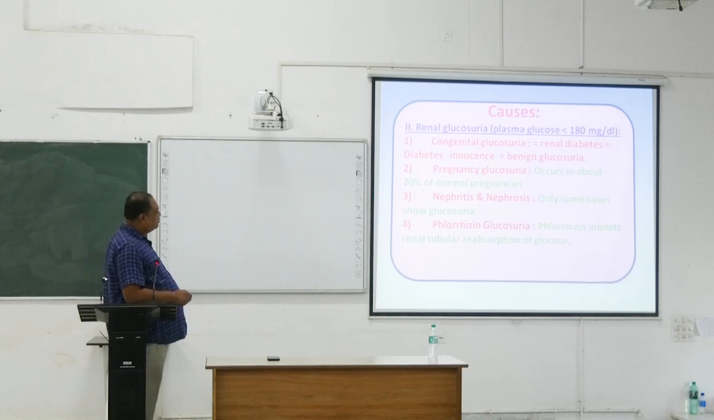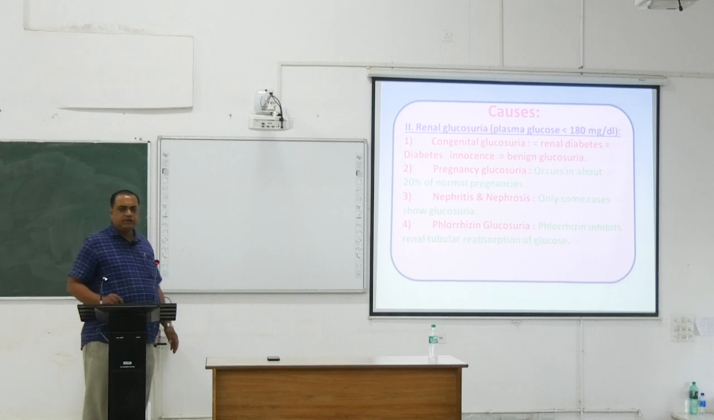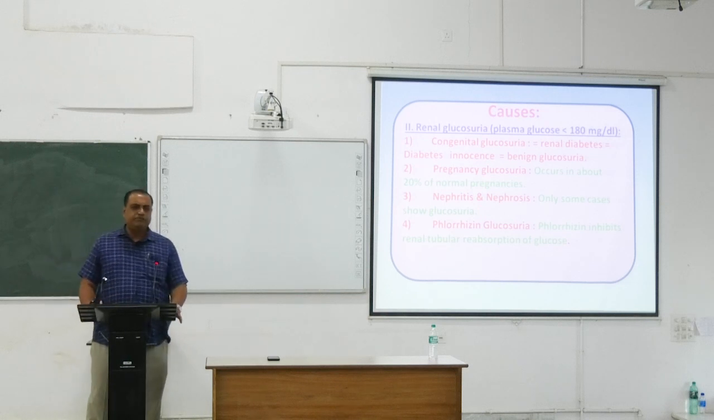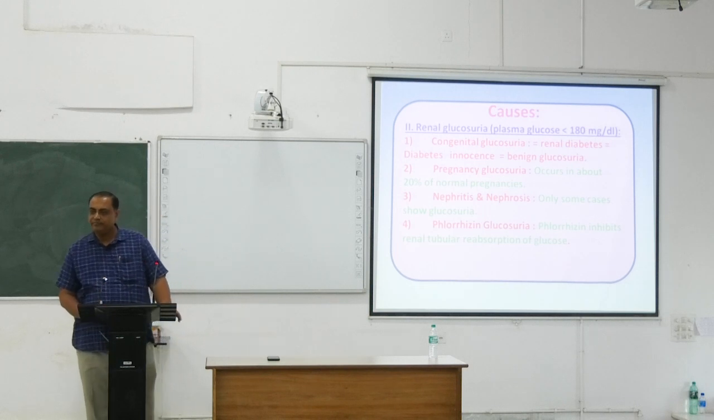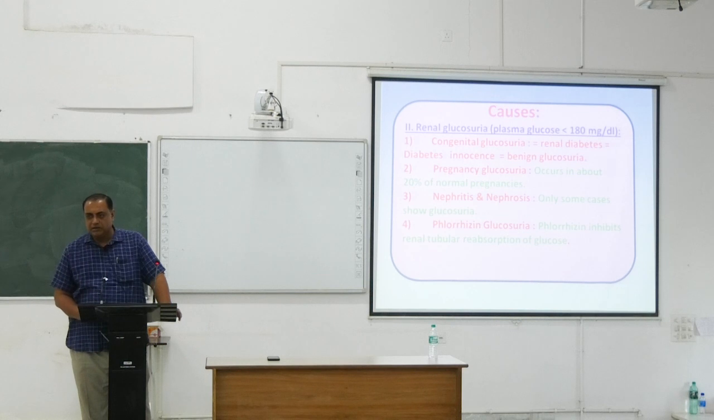Now, this is congenital glucosuria. Due to some reason, genetically, one person may have a lower renal threshold, say around 150. So throughout his life, he will show glucosuria without having a single symptom or diagnostic criteria of diabetes mellitus, because by birth he has a lower renal threshold for blood glucose.